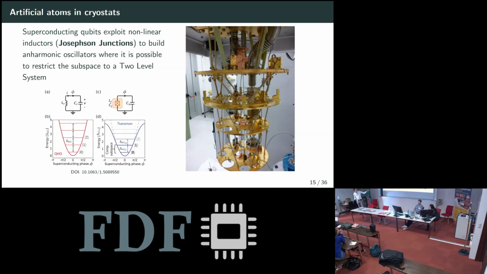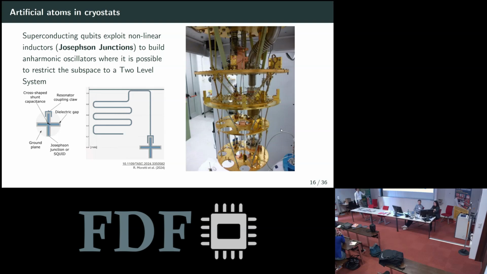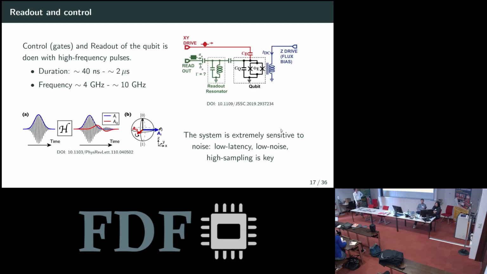So you can limit yourself to the first two levels, and then you have more or less a two-level system. This is like a circuit that we designed at our university. It's a fully controllable qubit and can just be printed and controlled. About control, how do we control superconducting qubits?